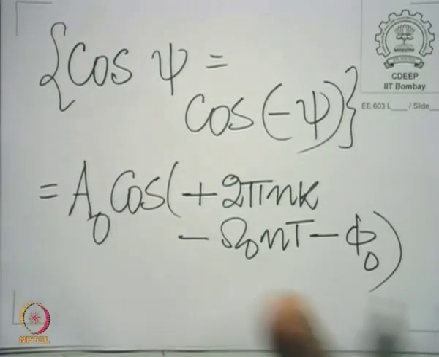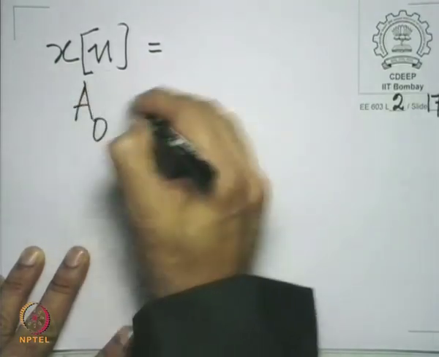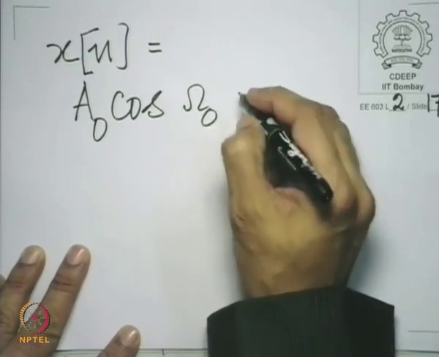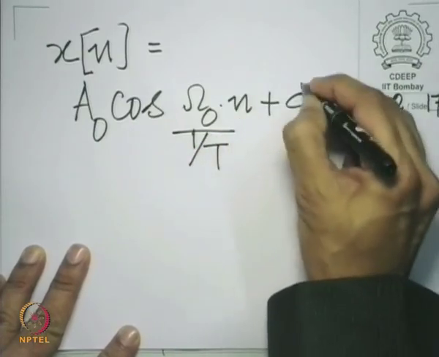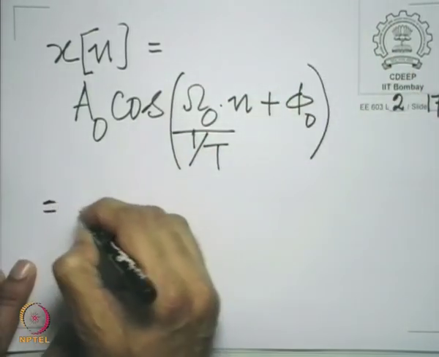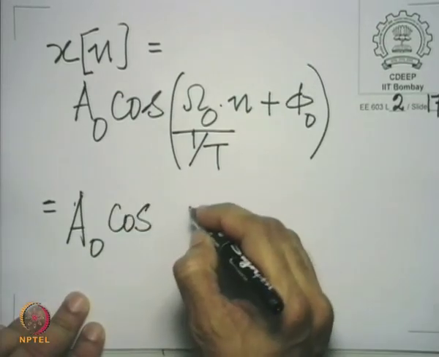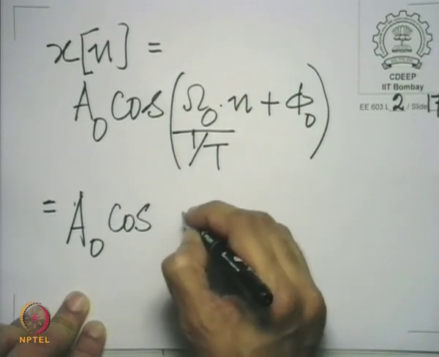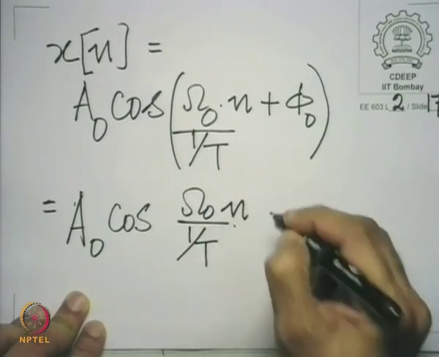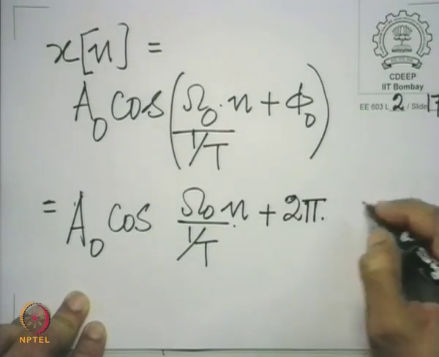In other words, if I were to aggregate terms together, collect terms as they say, we are saying essentially that x of n is equal to A naught cos omega naught n T. So, I will write it as omega naught divided by 1 by T times n. You will see why a little later. It is also equal to A naught cos, you know, now I need to take the n term together. So, I need to write it like that. I need to write omega naught by 1 by T times n plus, I will write 2 pi, you know, I need to write n T here. So I'll multiply and divide by T.